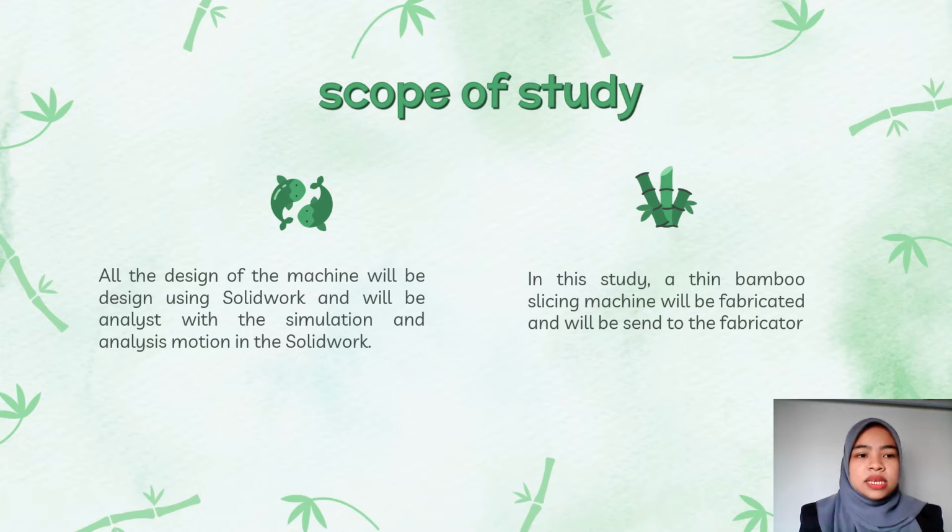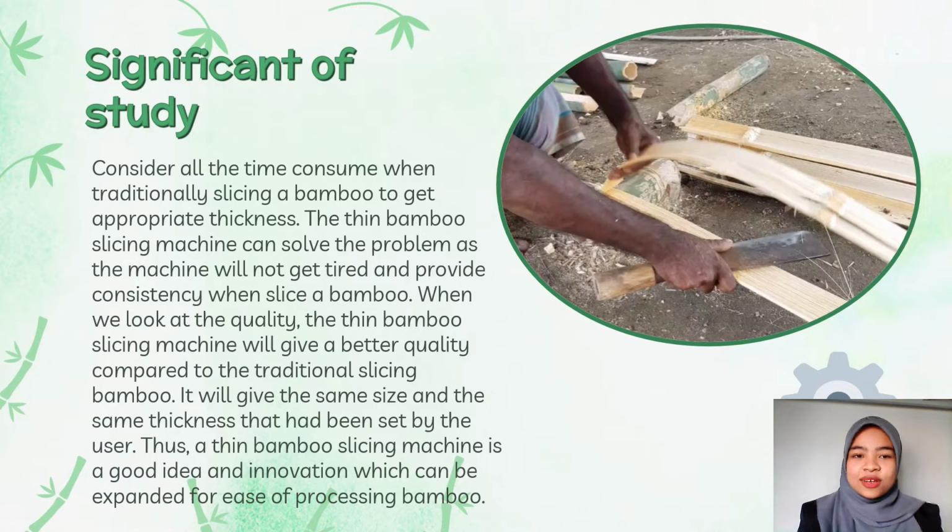The scope of this study is that all the design of the machine will be designed using SolidWorks and will be analyzed with the simulation and motion analysis in SolidWorks. In this study, a thin bamboo slicing machine will be fabricated and will be sent to the fabricator. Consider all the time consumed in traditionally slicing a bamboo to get appropriate thickness.